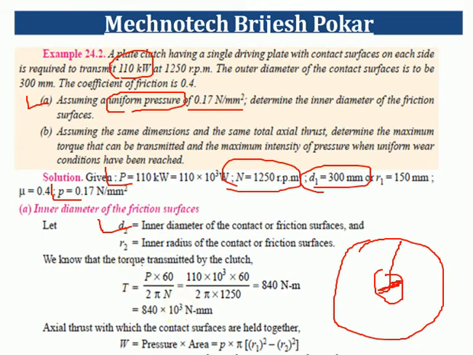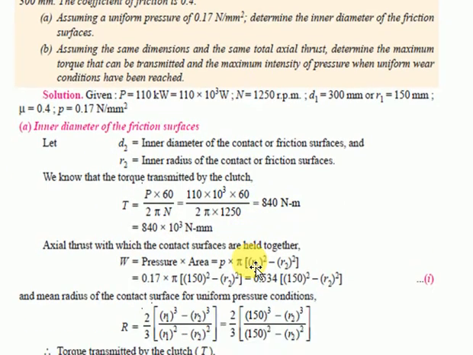Now as per the given data, we can easily calculate the amount of torque transmitted by the clutch. So P is equal to 2 pi NT upon 60, the common equation. By using that, if we put the value of P here, we will get the torque T, 840 Newton into meter, and convert it into mm, then 840 into 10 raised to 3 Newton into mm.